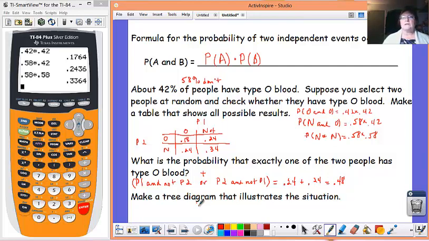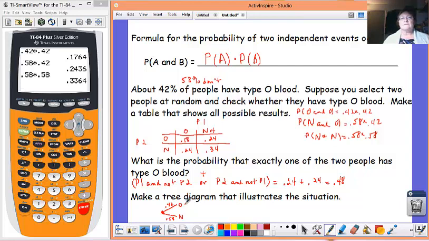And we are asked here to make a tree diagram that illustrates that same situation. Every tree has to have a start. So here's the root of the tree. There are 2 events here. Choose one person. So here's my first person. And this person either has type O blood, which has a 0.42 probability attached to it, and I'm going to type in O right there, or that person does not have type O blood. There's a 0.58 probability associated with that. And you'll notice right there that those 2 things add up to 1.